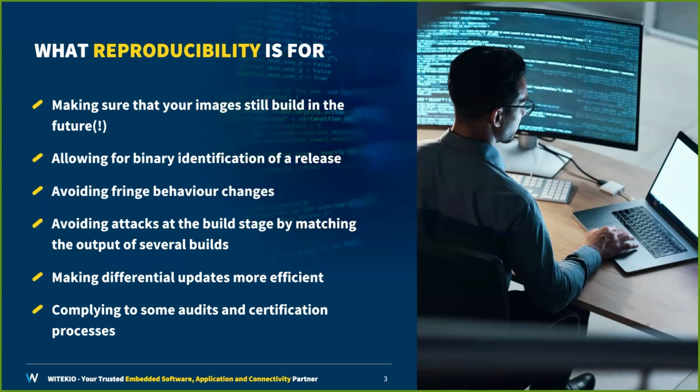You may want to be able to binary identify a release, not only a binary release, but any binary build of a source release if you have a distributed build. It happens. Of course, non-reproducibility can introduce fringe behaviors inside the system you build, and that's something you want to avoid if you're working on a sensitive system that some might want to attack. That's almost any system nowadays.